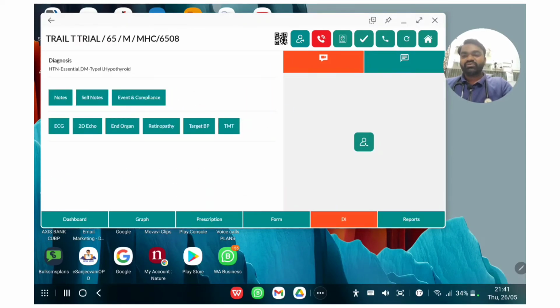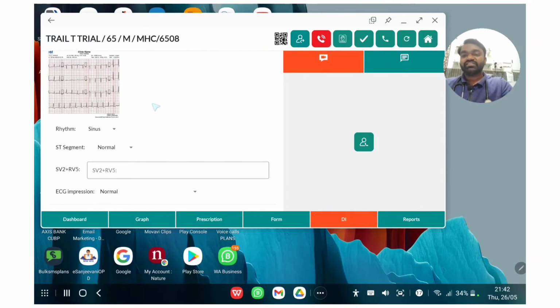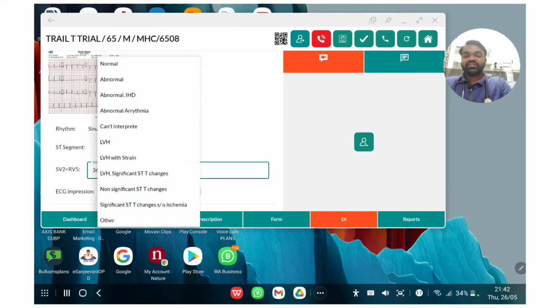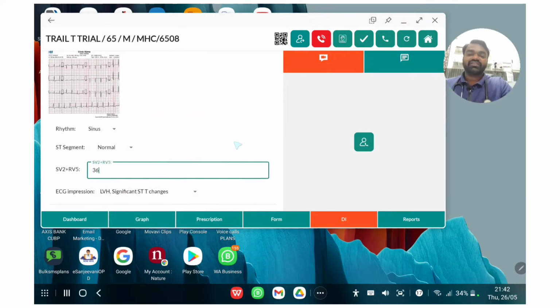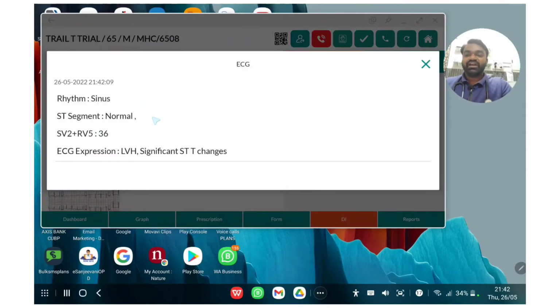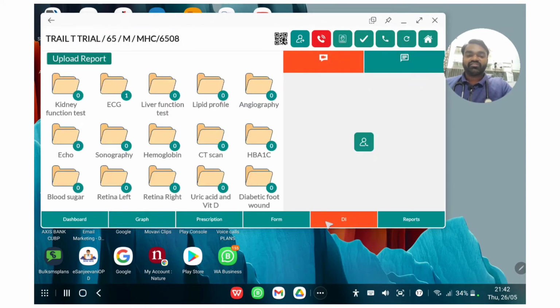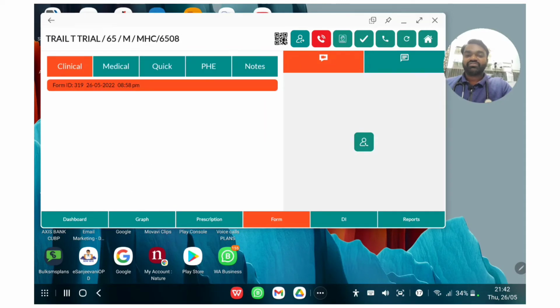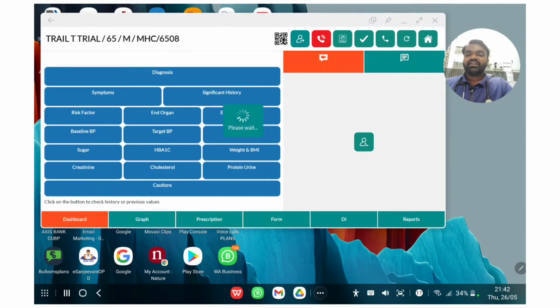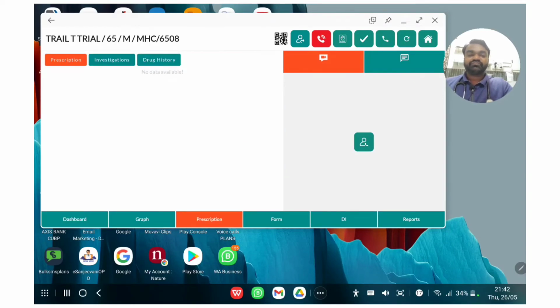And if you go into the doctor's interpretation and ECG, this is the ECG you are seeing over here. There is definitely an LVH over there, and I can write down LVH with significant STT changes and submit it. So this is the last ECG impression of whatever the ECGs were recorded. This way the reports, the doctor's interpretation, the forms of the patient, the prescription, the graphs, and dashboard work. Let me go briefly into the prescription now.